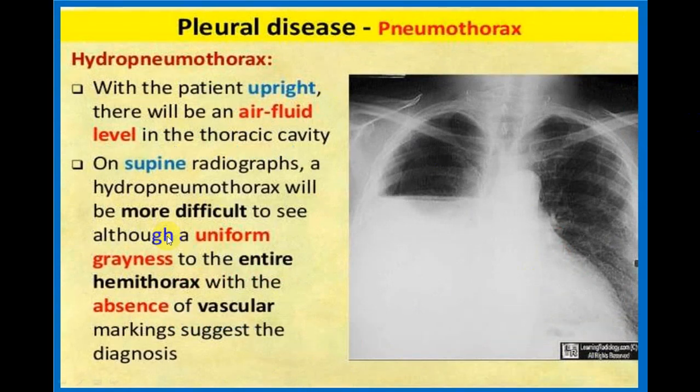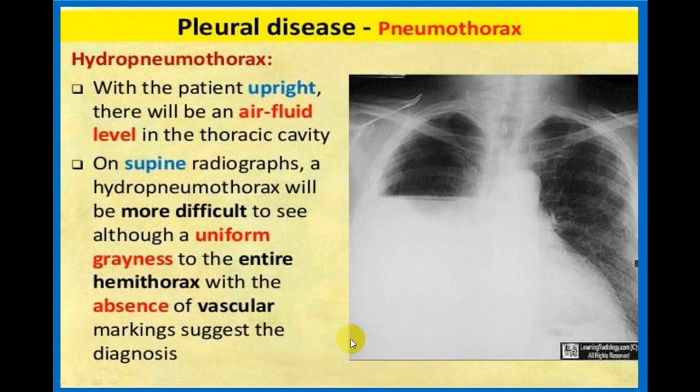Now here, similar way. If you see an opacity, but there is a horizontal line. And on the top of the horizontal line, there is a radiolucency. Radiolucency means air, pneumo. And opacity means fluid, hydropneumothorax. So in a case of hydropneumothorax, you will have an air fluid level. This is air, this is fluid. And it will produce silhouette sign with a structure which comes in contact. This is with the chest wall.